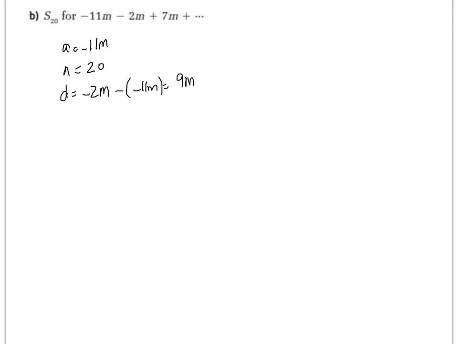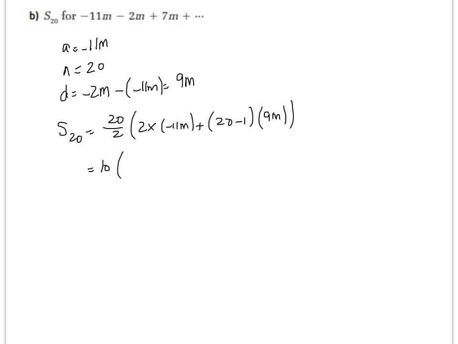So again, I'm going to use the formula which says that S20 is n over 2, which is 20 over 2, times the first term times 2. The first term is negative 11m plus n minus 1, n is 20 minus 1, times d, which is 9m. 20 over 2 gives me 10. 2 times negative 11m gives me negative 22m. 20 minus 1 gives me 19. 19 times 9m gives me 171m.